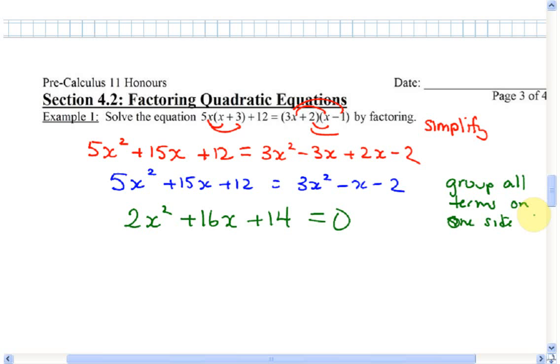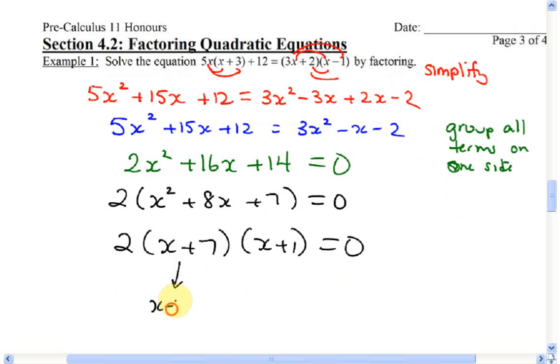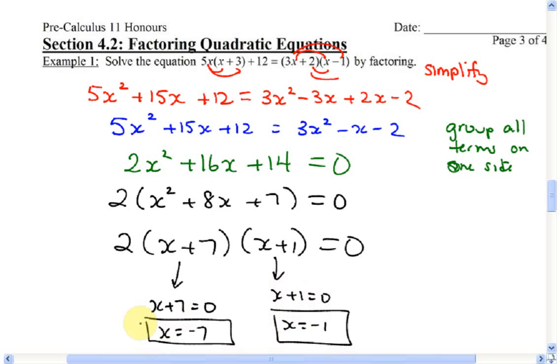Oh, no, mine. Okay. What can you factor out, dear friends? 2. Good. X squared plus 8x plus 7. This is nice now because the a value in front of the x squared term is just 1, so that's nice and easy. X plus 7, x plus 1. Don't forget you want to solve. Make this equal to 0. And there you go. 2 answers.